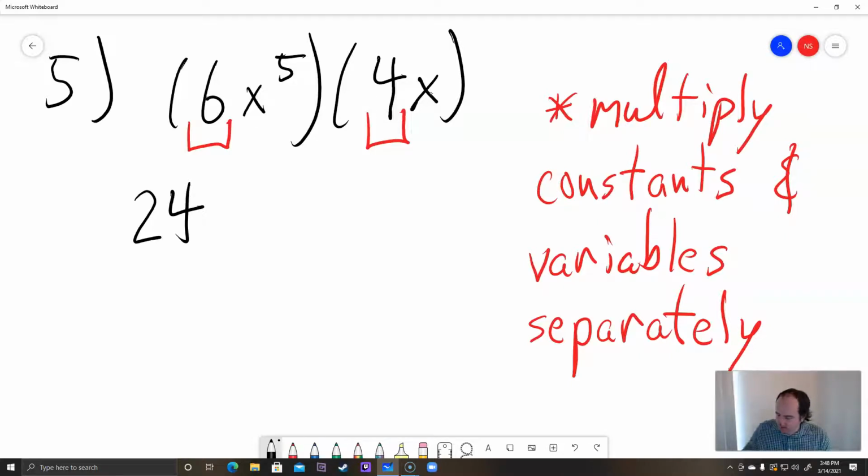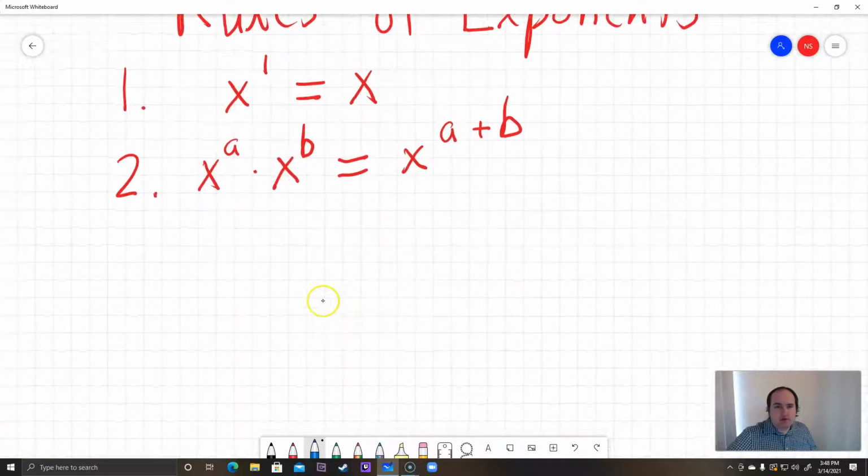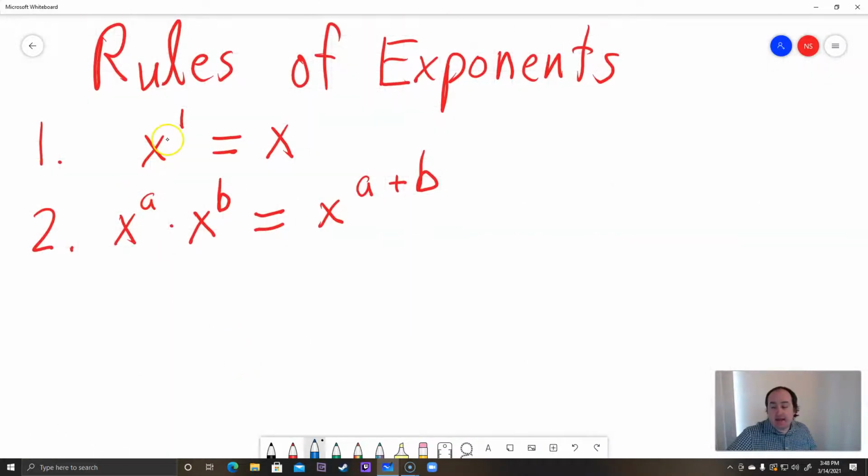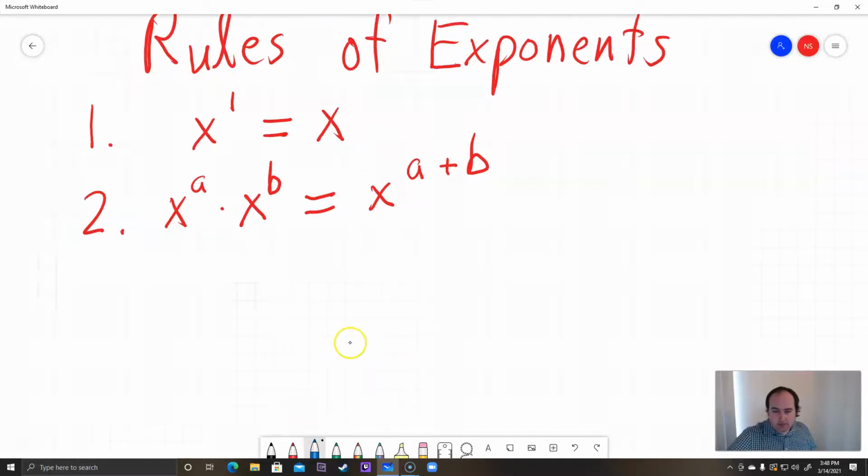Okay, that's the constants. And then for the variables, we have x to the 5th times x. Now we need to go back to our first rule of exponents here. So when you just have the variable x, what does that mean in terms of an exponent? Well, going back to our first rule, we said that x to the first power equals x. Okay, so we can always write a 1 in there so that we can use our second rule.